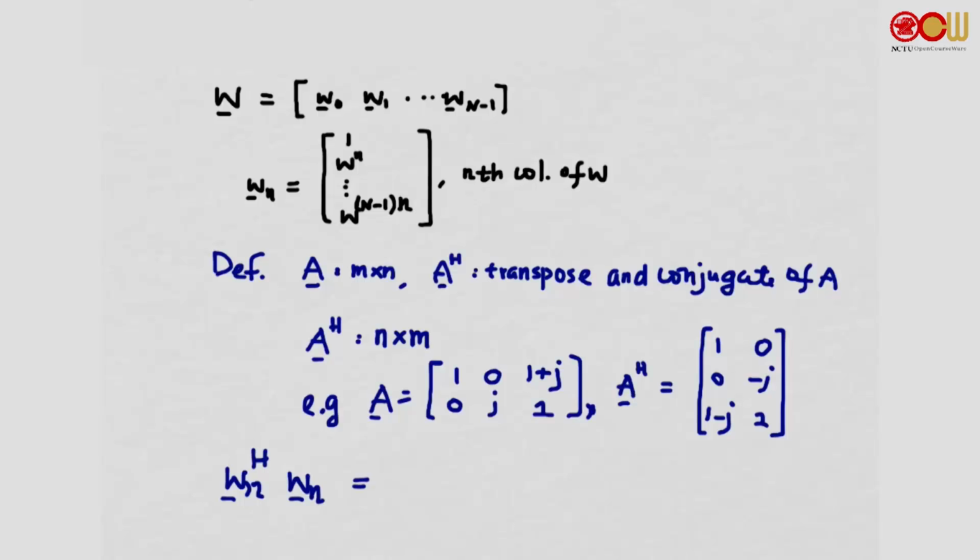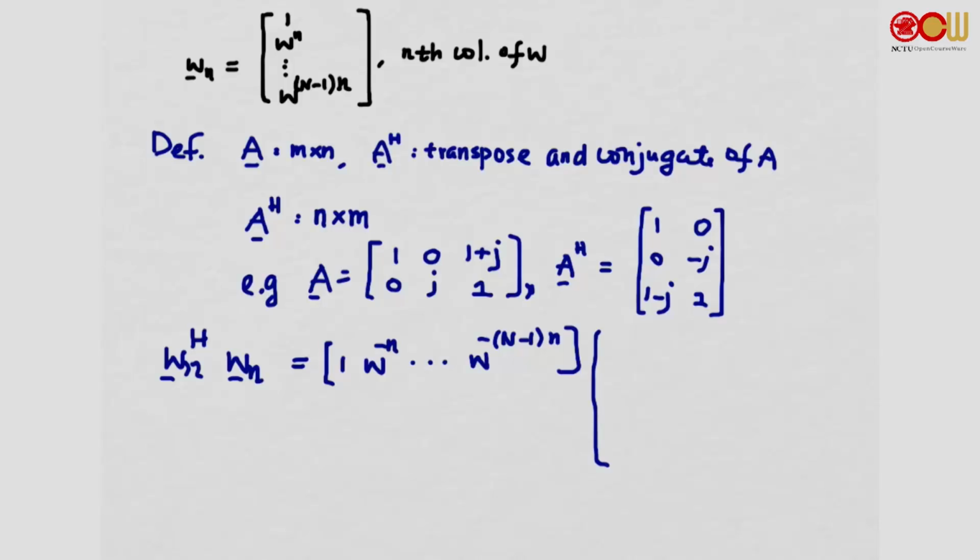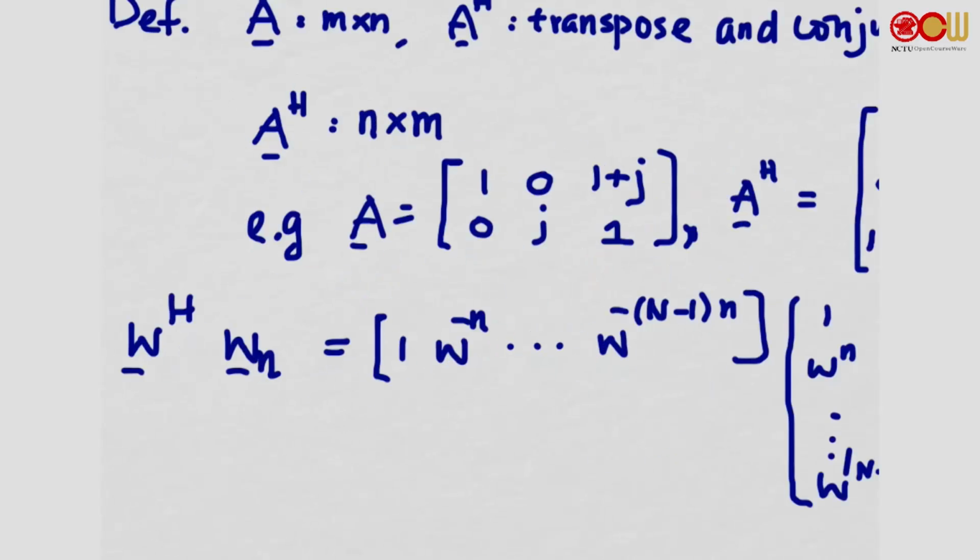We get 1, W, ..., W^(N-1), and the W vector is 1, W^n, ..., W^((N-1)n). Oh, let's take the Hermitian of W_m. Yeah, let's make it more general. Let's take the Hermitian of W_m here. So this one is m, and this one is n.